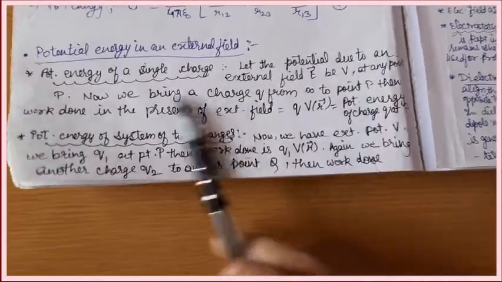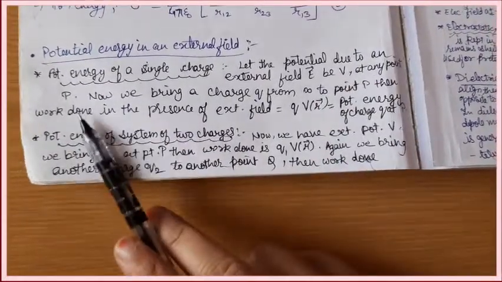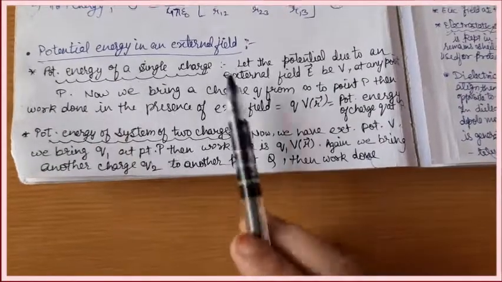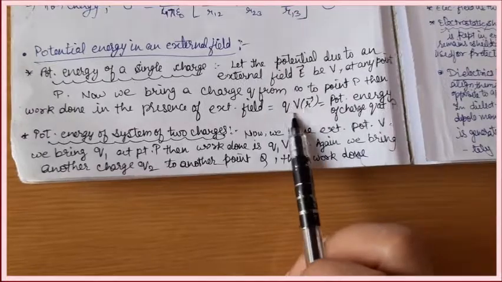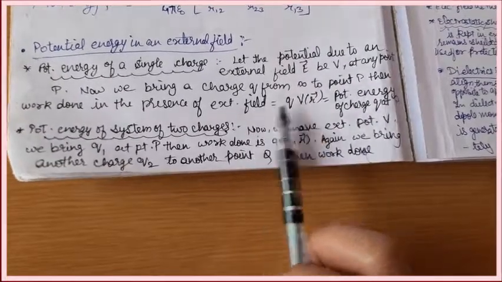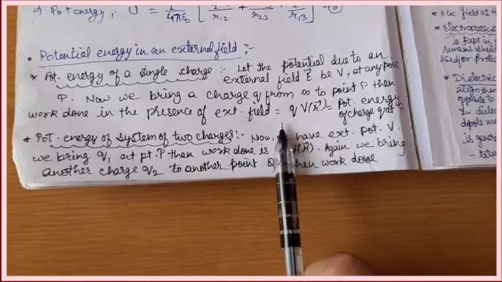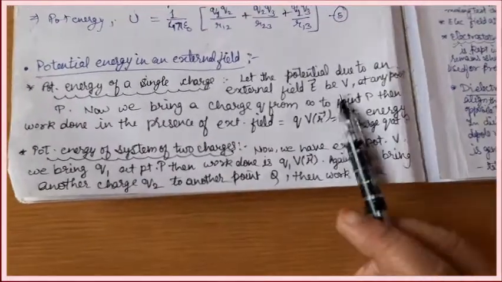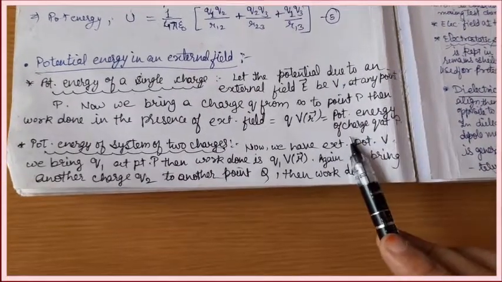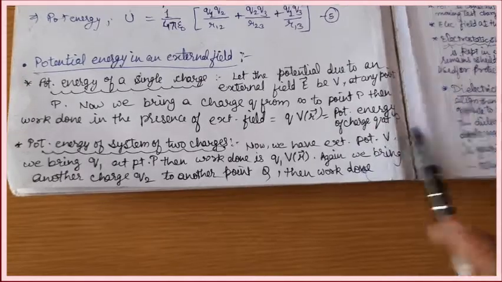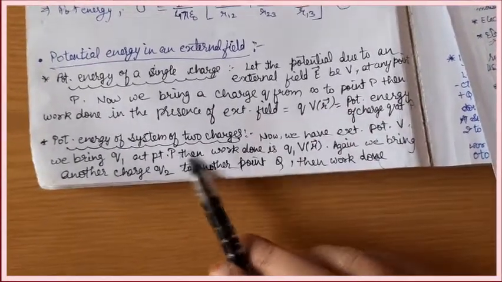So at any point P, the potential due to this external field is the external potential, and let that be V at any point P. Now we bring a charge Q from infinity to P, then because of the presence of this potential, we have to do some work. That work is Q into V. We are well aware of this relation. So work done is Q into V. And this work done is the potential energy of charge Q, or potential energy of the single charge Q at point P.